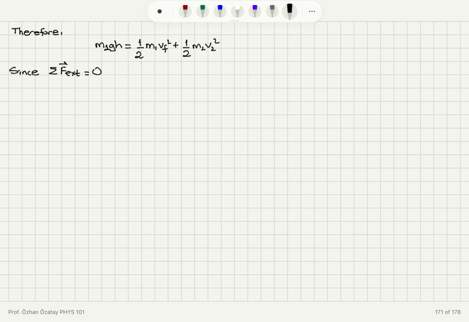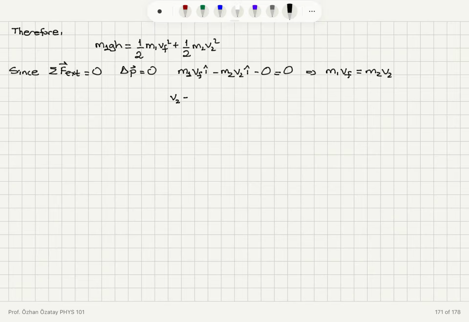So linear momentum must be conserved. Delta P is equal to 0. The final momentum, m1 v final I hat minus m2 v2 I hat, minus the initial momentum 0, is equal to 0. Delta P is equal to 0. So we find m1 v final must be equal to m2 v2.